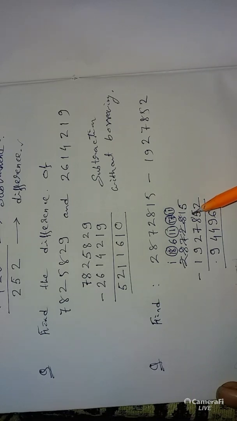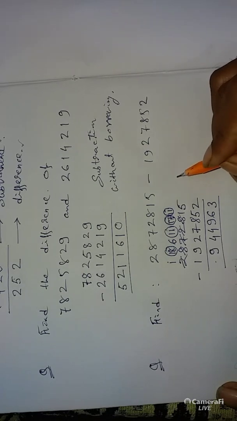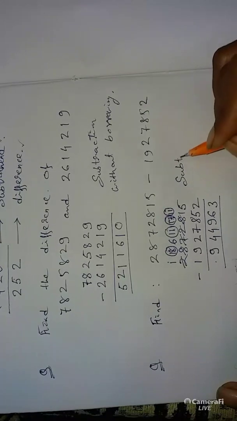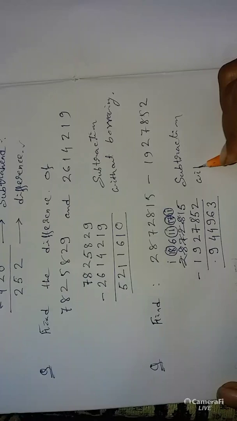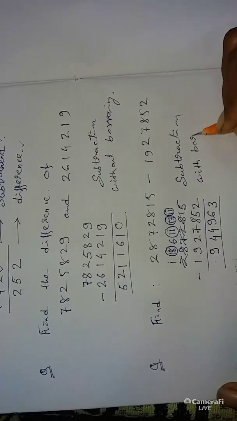So that is the process. We have borrowed 1 at each step where the subtraction was not possible, making it possible. So this process is called subtraction with borrowing.